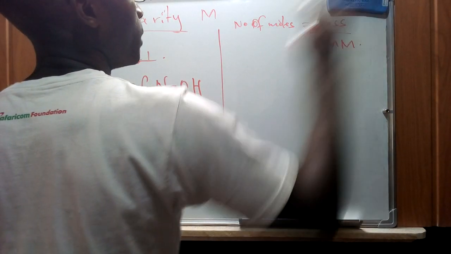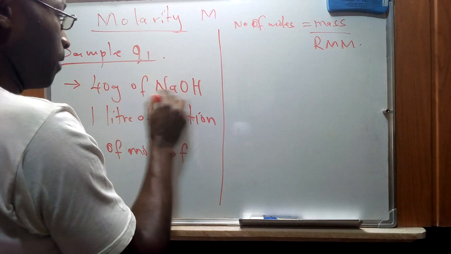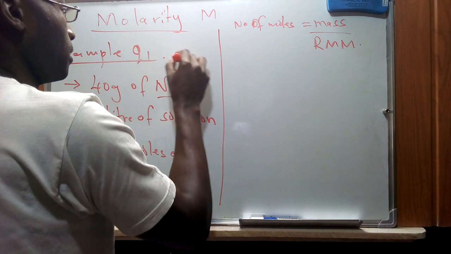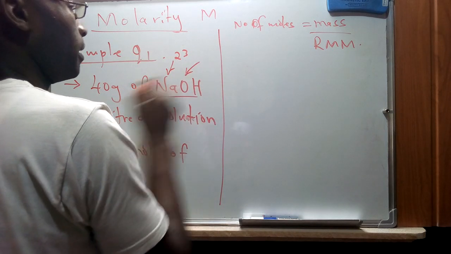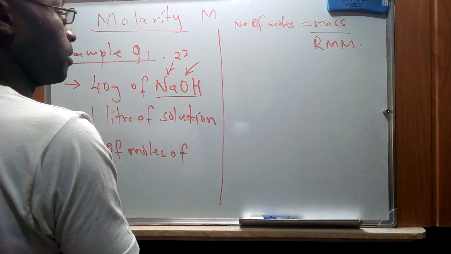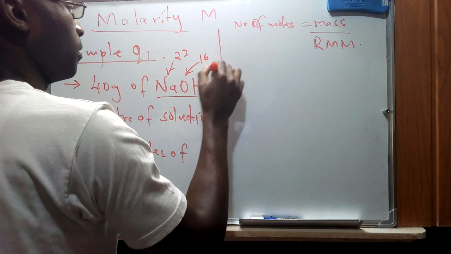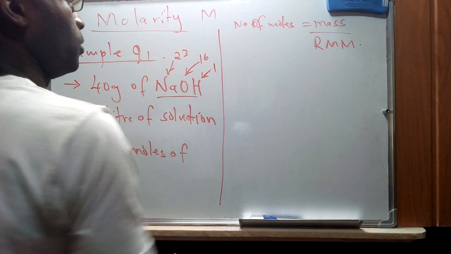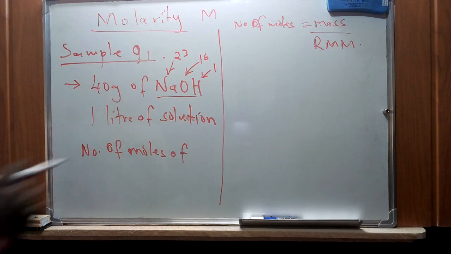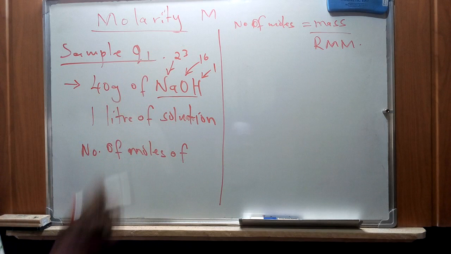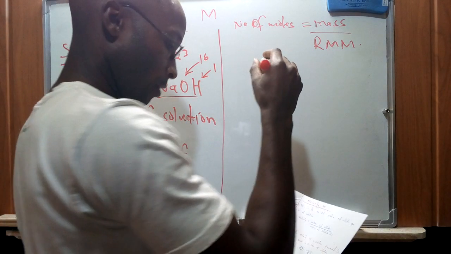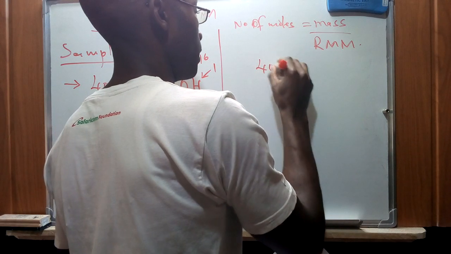The relative molecular mass that we require to find is the relative molecular mass of sodium hydroxide. For our information, the molecular mass for sodium is 23, for oxygen it is 16, and for hydrogen it is 1. So the relative molecular mass is the sum of the masses of each individual atom forming this compound. We find it to be 40. So this is 40 grams basically.